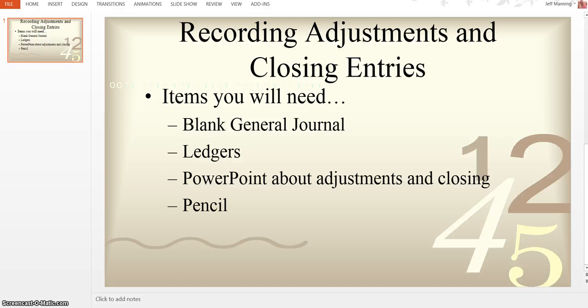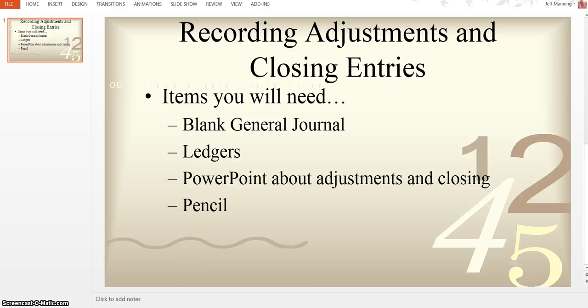It's after you have done the worksheet, you've done the balance sheet, and you've done the income statement. You record all of your adjustments, and then you also do your closing entries, and then you are done for the month. We'll talk a little bit later about why you do these things.